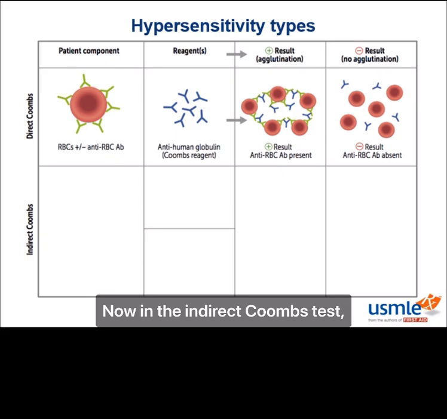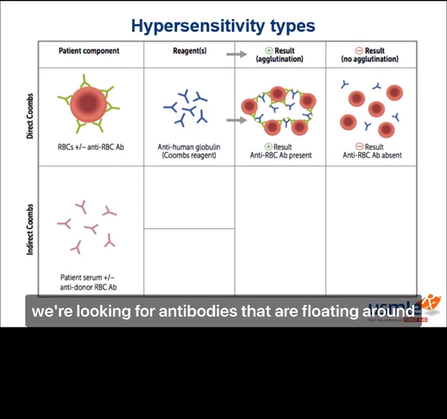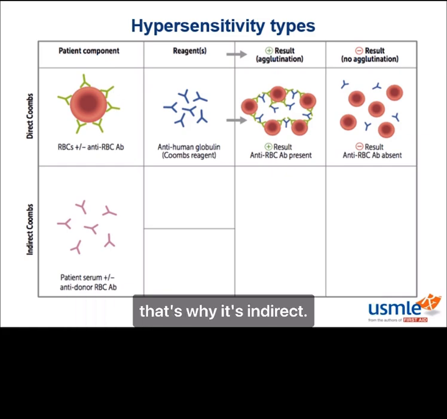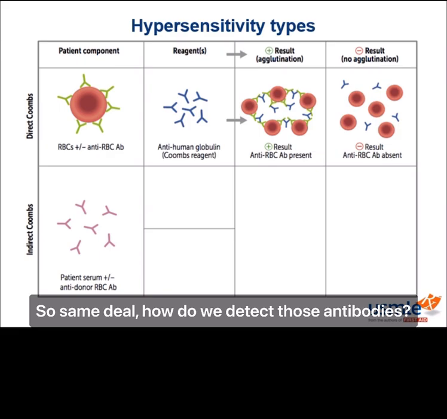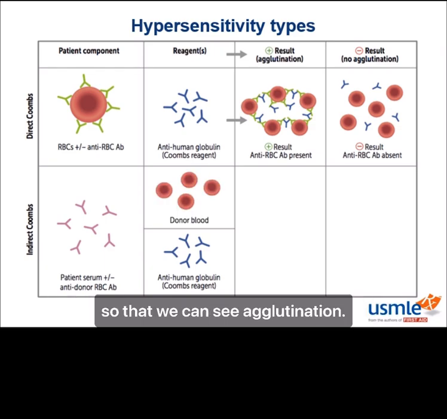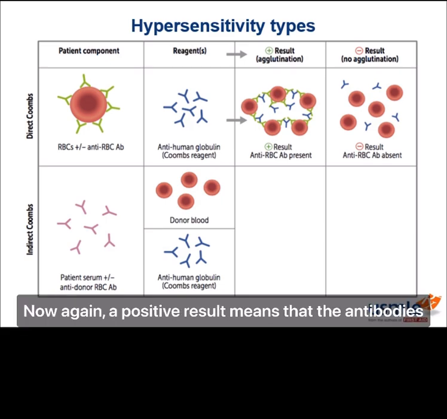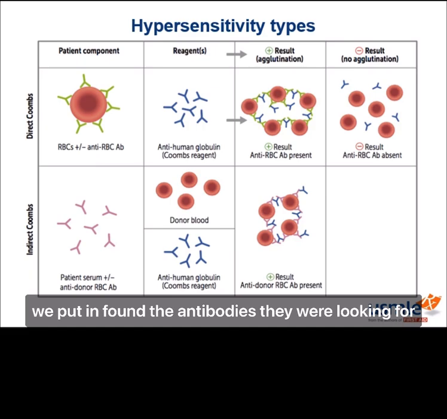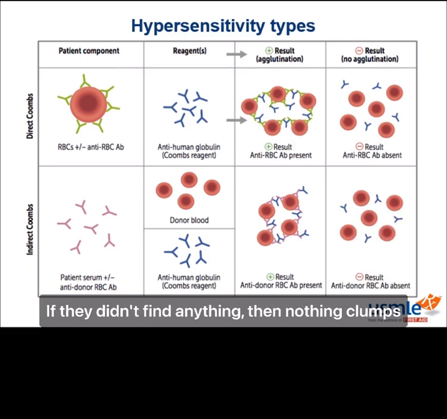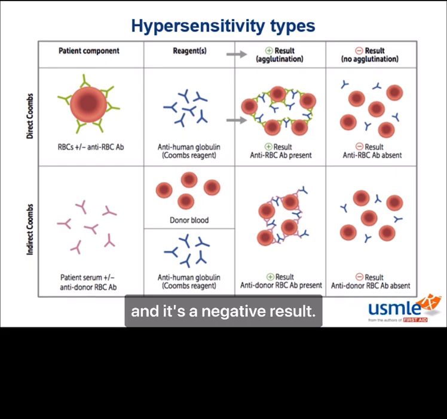Now, in the indirect Coombs test, we're looking for antibodies that are floating around in the patient's serum, not necessarily bound to red blood cells. That's why it's indirect. So same deal. How do we detect those antibodies? We have to add other antibodies to find them, and we have to add some donor blood so that we can see agglutination. Again, a positive result means that the antibodies we put in found the antibodies they were looking for to bind to in the patient's serum, and it caused the red blood cells to agglutinate. If they didn't find anything, then nothing clumps, and it's a negative result.